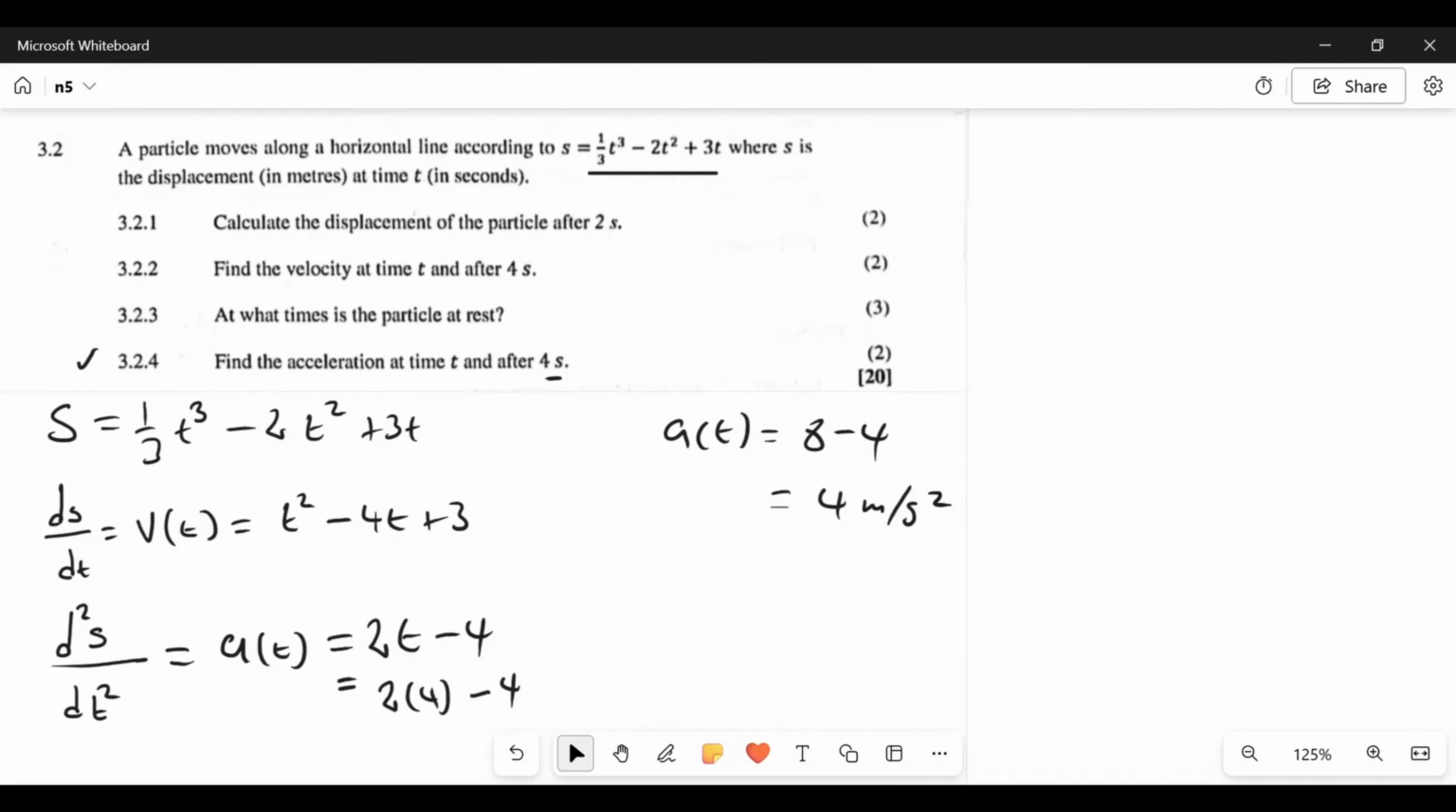I hope you guys managed to understand this part of the question. Really, it was not that difficult. What it needed you to do is to understand what the first derivative is equivalent to, what the second derivative is equivalent to, and when the object is at rest, what is the meaning of that? What is the value of the velocity when the object is at rest? But other than that, this was very, very straightforward.